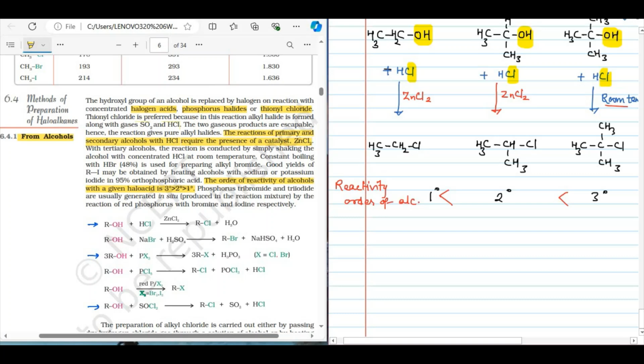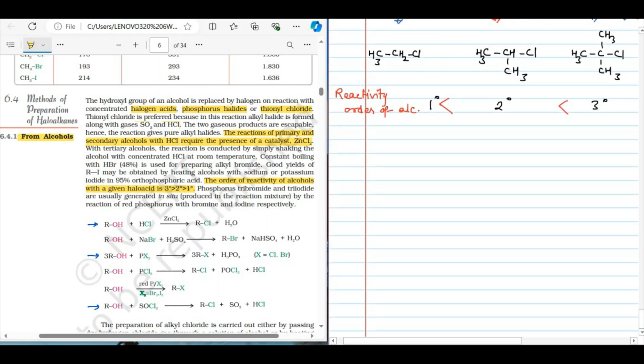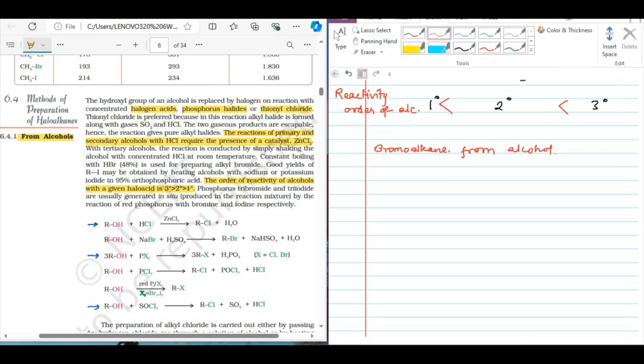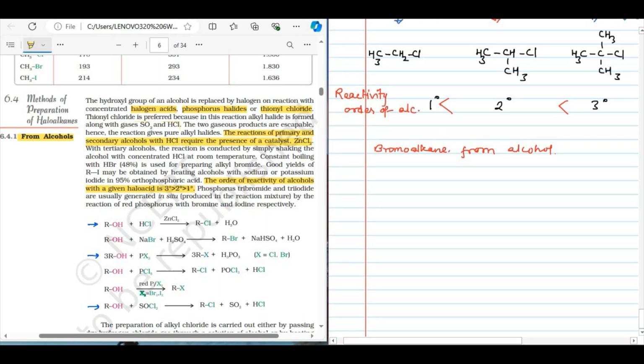Here we have discussed the formation of chloroalkane. Now we are going to discuss the formation of bromoalkane. So let's write the heading of bromoalkane. How do we prepare bromoalkane from alcohol? For the preparation of bromoalkane, we are going to use HBr in place of HCl. So here this is alcohol. When it reacts with HBr, you will get bromoalkane.